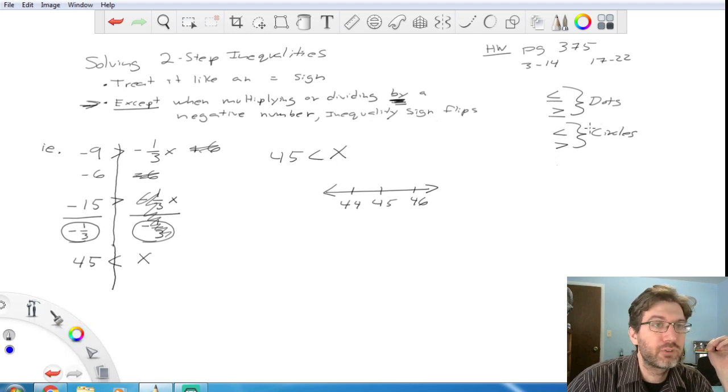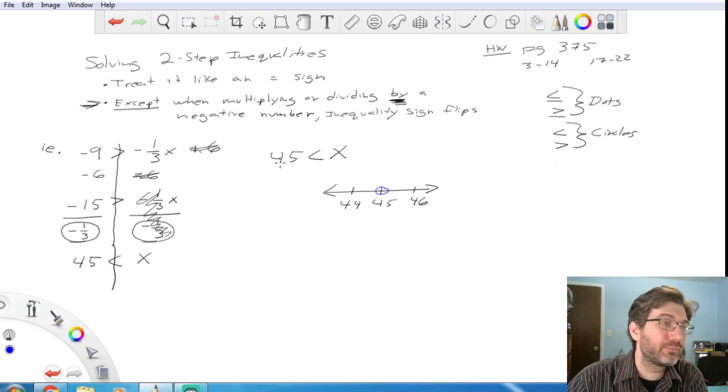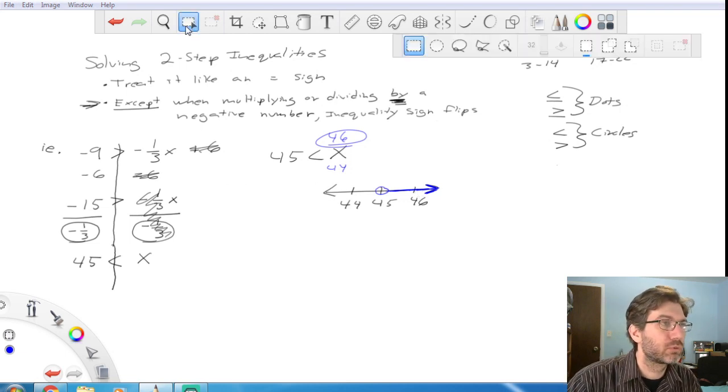It is going to be an open circle because it's one of these two signs, so I'm going to circle where 45 is. And then 45 has to be less than x. So plug in 44 and 46 into x and see what makes sense. Does it make sense to be 45 is less than 44 or 46? Well, 45 is less than 46, so I want to go in this direction. And I shade in this direction. And those are your answers.